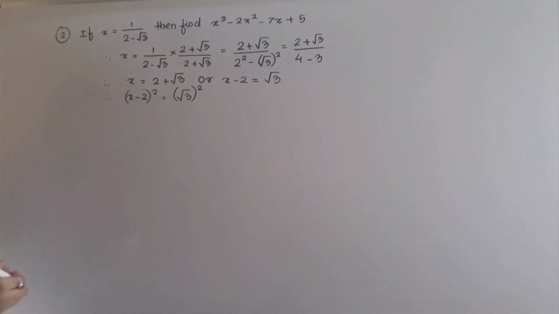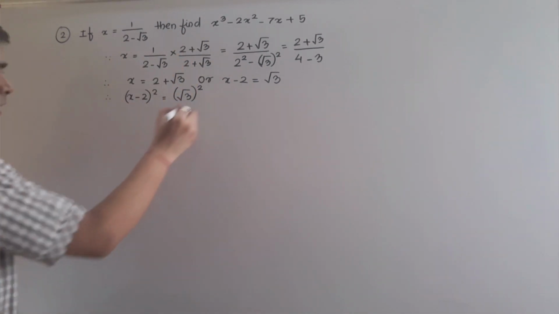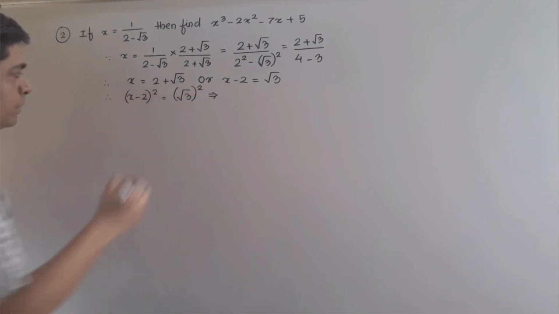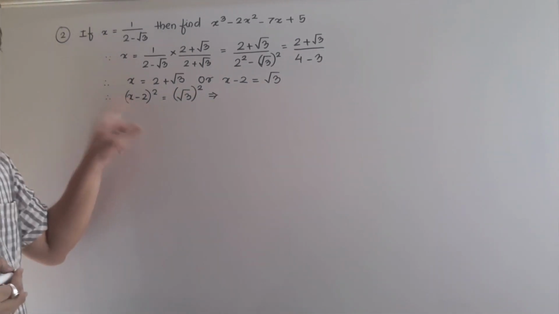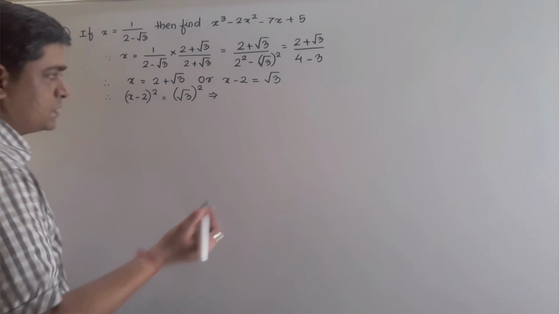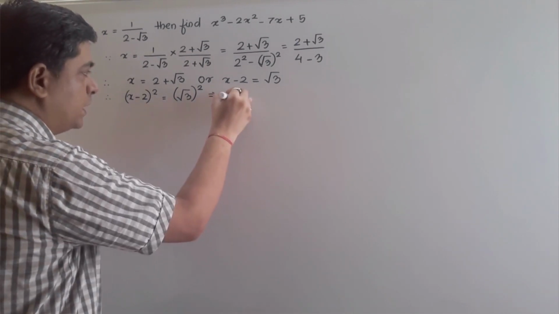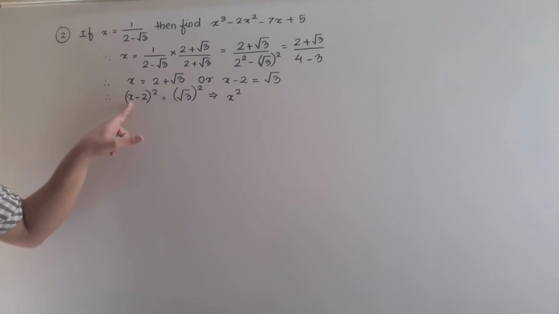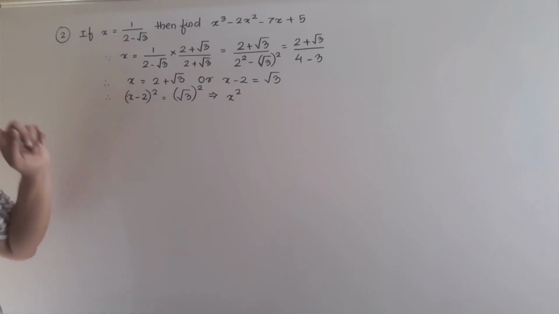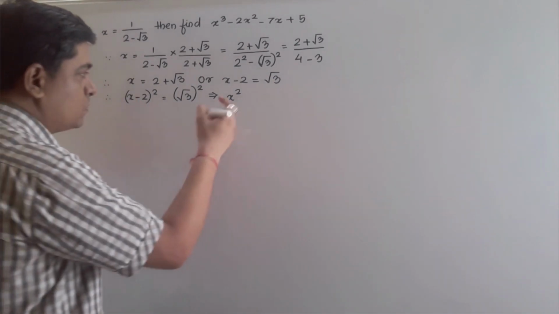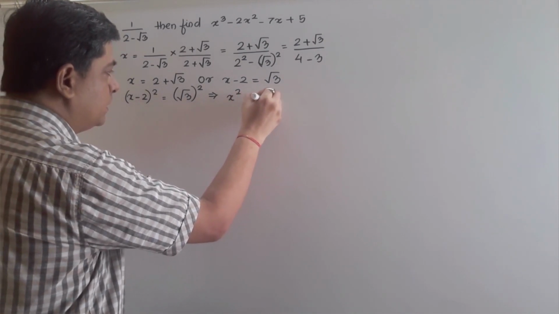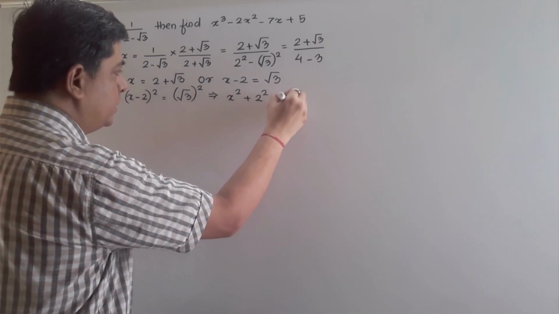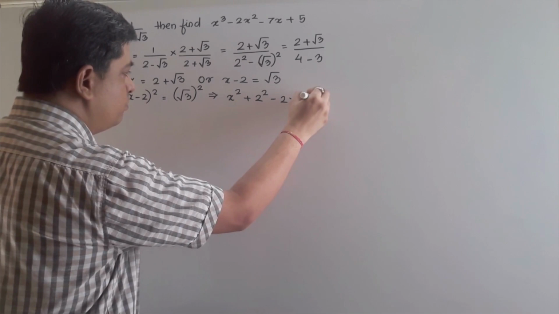I am squaring on both sides. When I square this one, I will open it by the formula of (a minus b) the whole square. What is the formula of (a minus b) the whole square? It is a square. So who is my a? Here x is my a and b is my 2. So a square plus b square minus 2 into a into b.